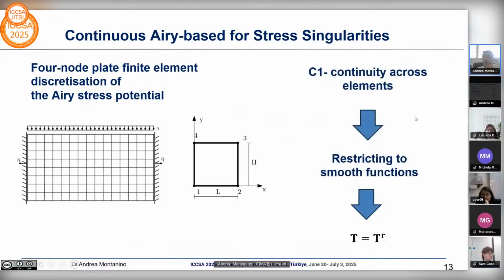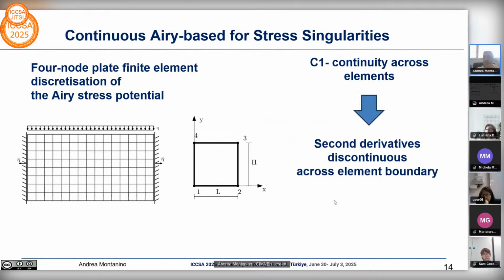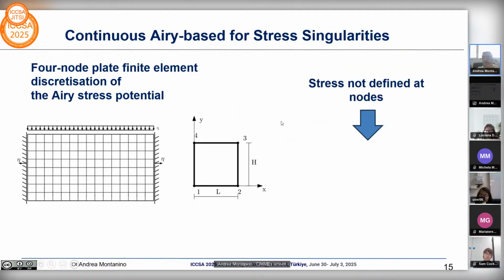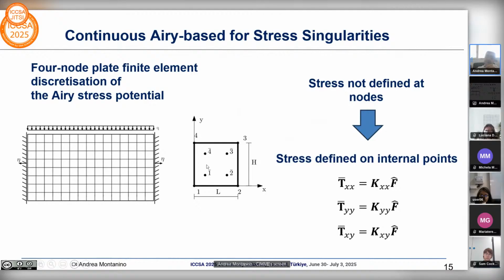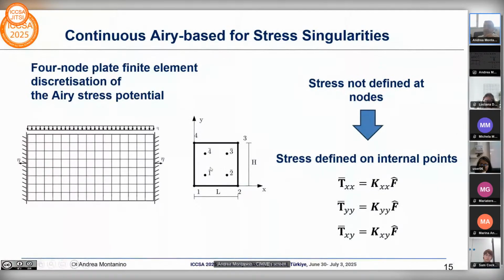C1 continuity means that we are restricting to smooth functions for the stress potential. That is, we are assuming that the stresses are regular, but we hope that through this method we can model also eventual stress singularities. C1 continuity does not allow for continuity of the second derivative of the stress potential. That means that stresses are not defined on nodes, and this is the motivation for which we define stresses on internal nodes of our discretization, and the stresses can be computed in terms of the nodal degrees of freedom through linear operators.